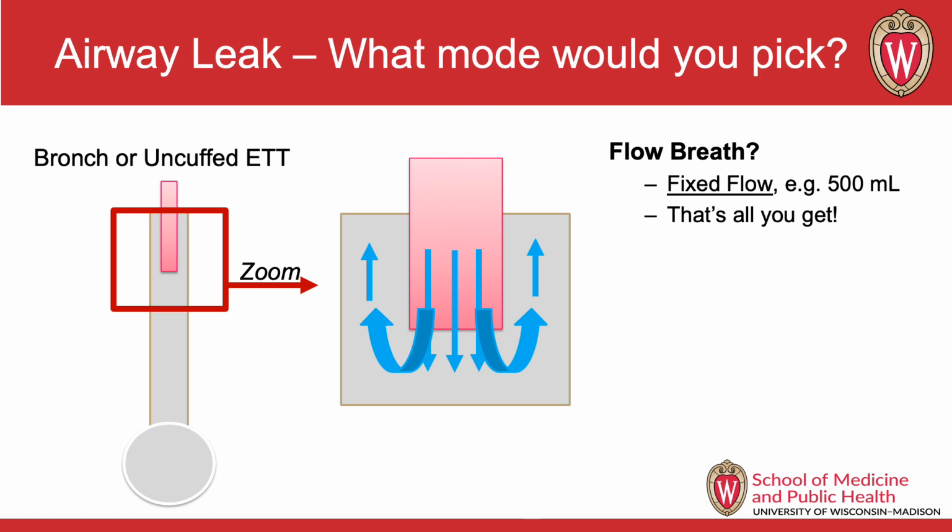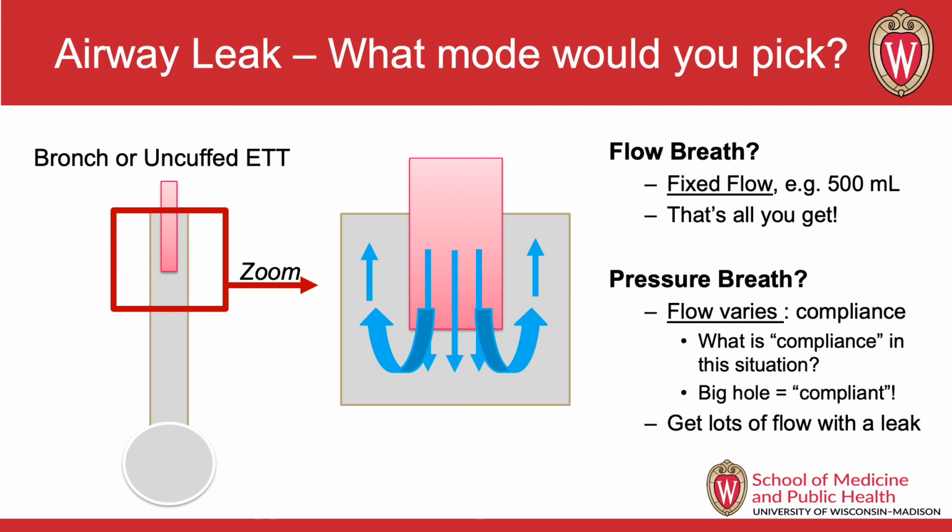If you pick a flow breath, you have a fixed amount of flow, and that vent will deliver 500 mils no matter what. Some will go up, say 200 mils, and some will go to the alveolus, say 300 mils. But that's it. That's all you get. You get 500 mils, and it goes where it is easiest to go. It will always flow downstream to the most compliant area, in this case, out to the atmosphere.